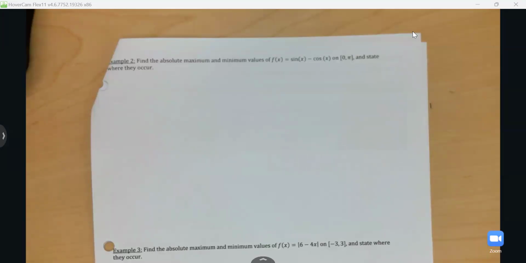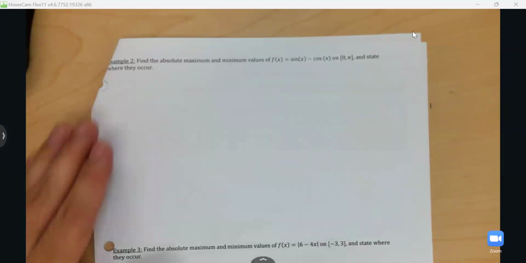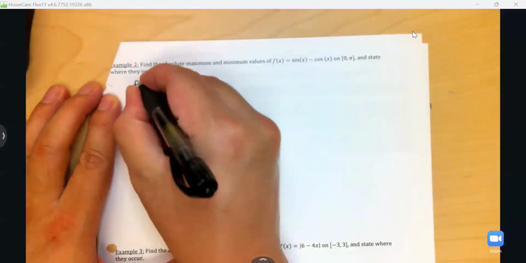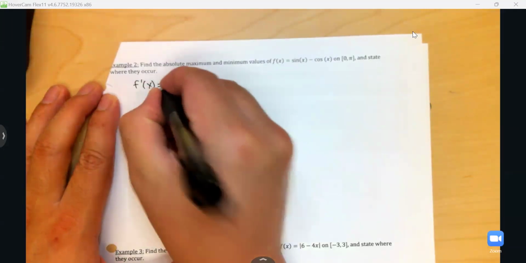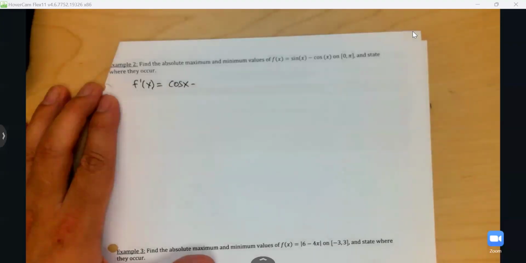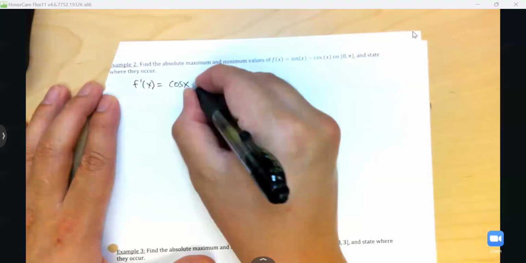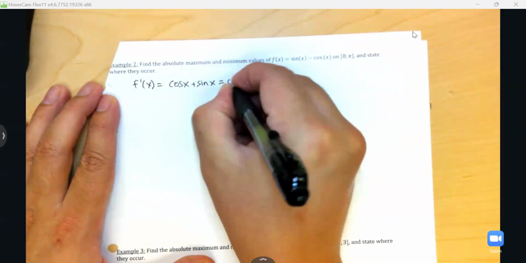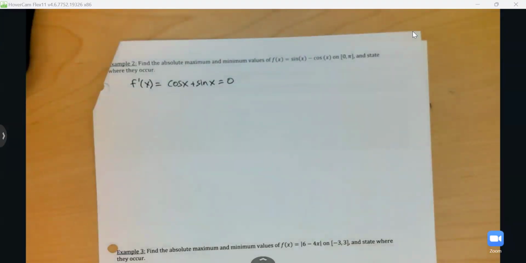Okay, hopefully you got a moment to try out this question on your own. So remember, the first thing you want to do when you're trying to find an absolute max or min is to find your candidates. Find your critical points. That means find f prime of x. The derivative of sine is cosine. The derivative of negative cosine would be positive sine. And you're looking to see where that equals 0.